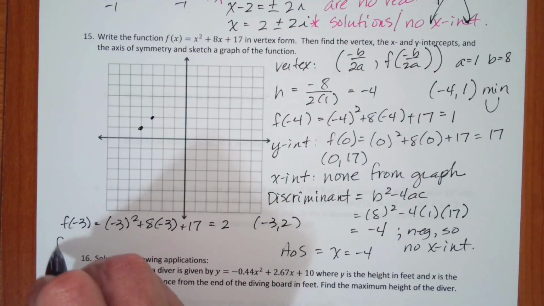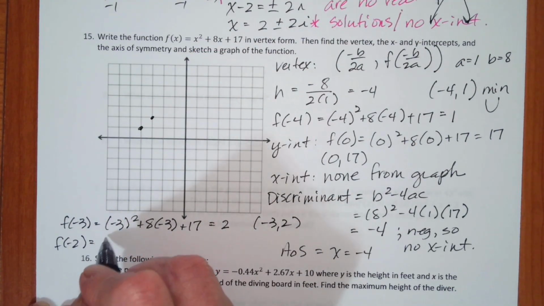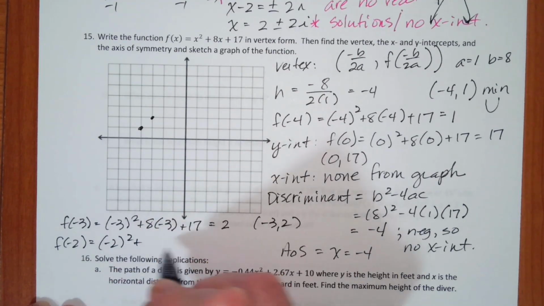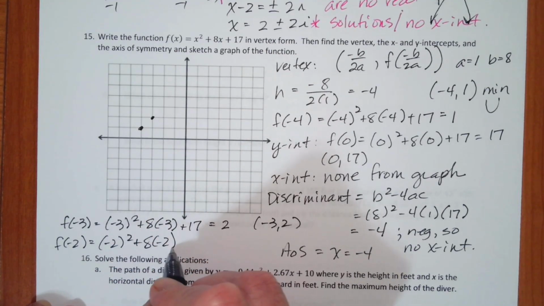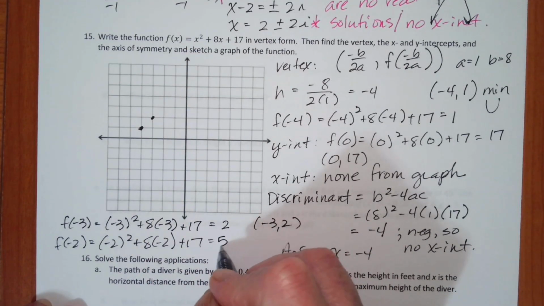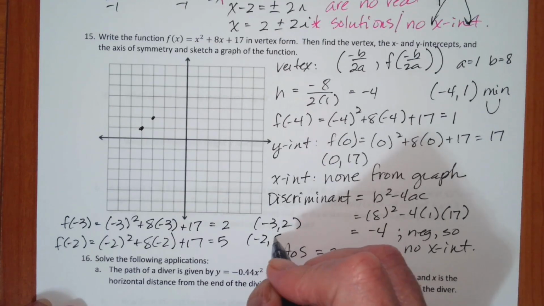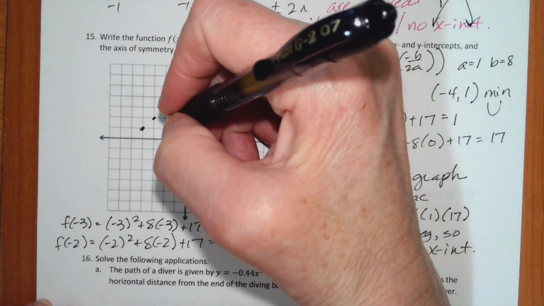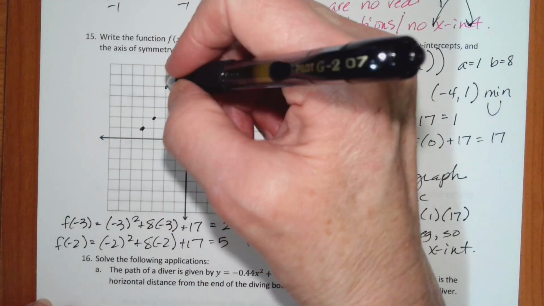All right, let's try f of negative 2. Negative 2 squared plus 8 times negative 2 plus 17. So that's 4 minus 16 plus 17 equals 5. So I have the point negative 2, 5. Negative 2, 1, 2, 3, 4, 5.